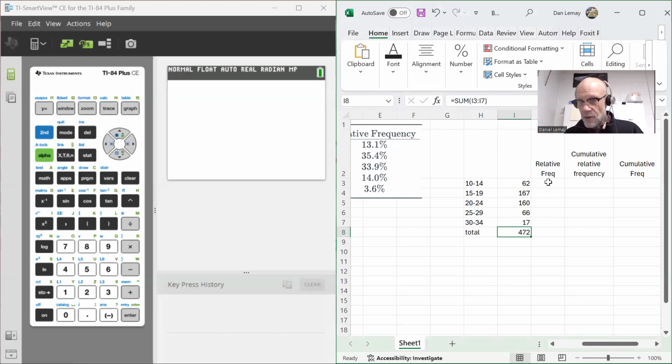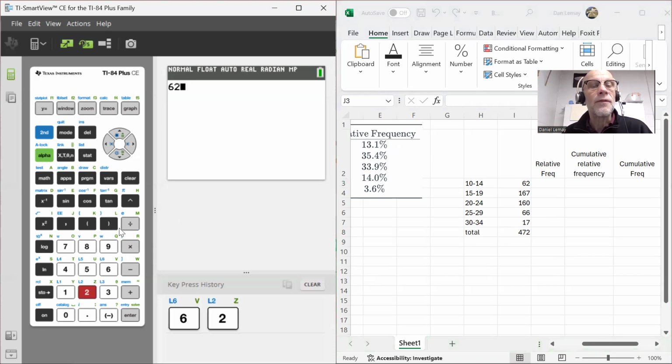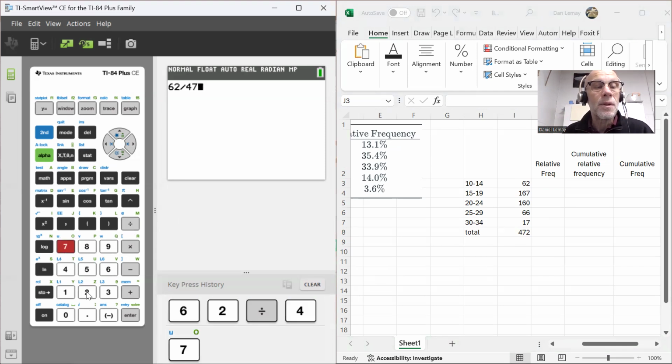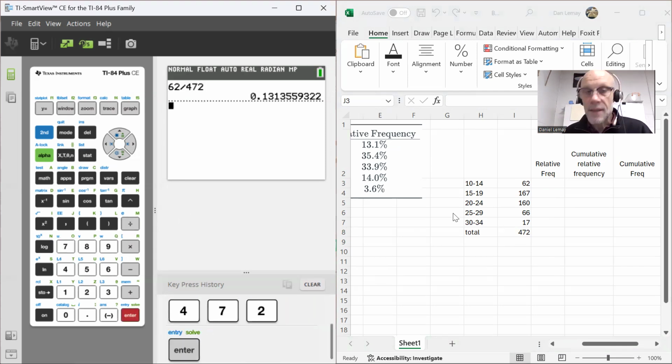So to get the relative frequency for this first bin, I'm just going to take the 62 and divide it by the 472. And that tells us, I make that a percentage. So it's about 13.1%. You'd see that the person that posted this problem agrees with what I got.